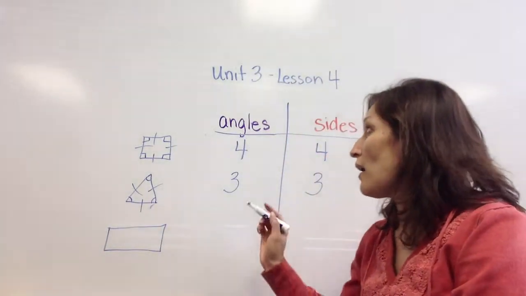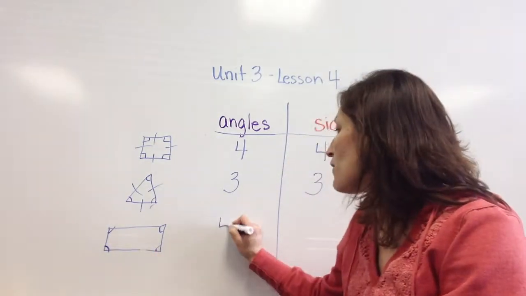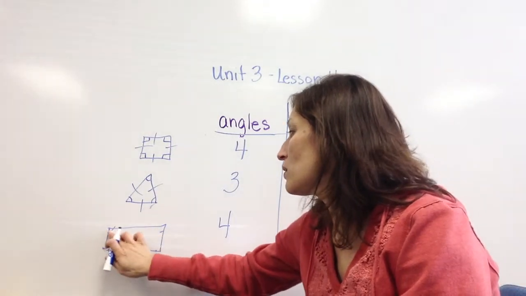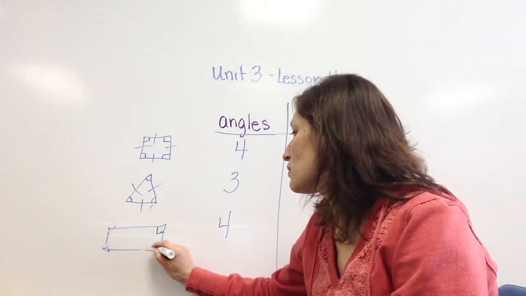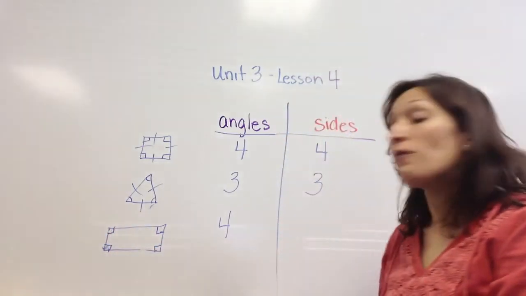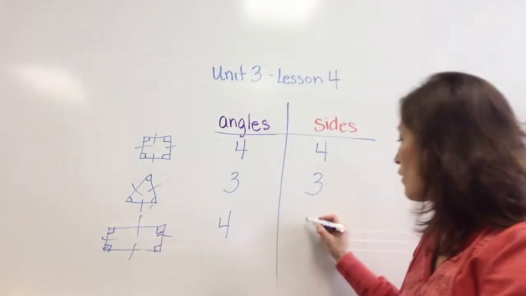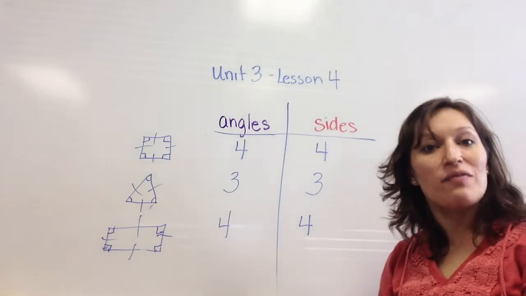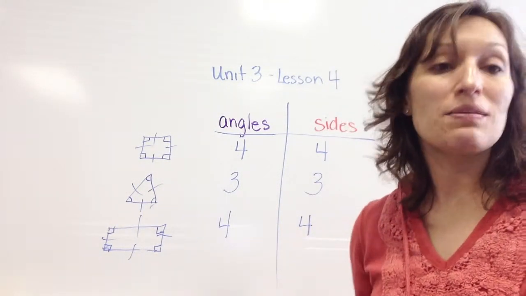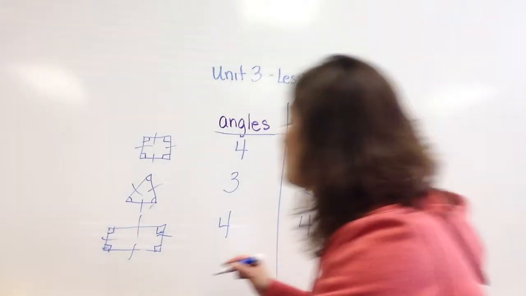Okay, angles, 1, 2, 3, 4. Oops, I marked those angles incorrectly. My apologies. They are right angles. Four right angles. And sides, 1, 2, 3, 4. 4 sides. Okay, I'm feeling like I have a pattern. I'm noticing that the number of angles is matching the number of sides for any shape that I can think of. Let's go one more.